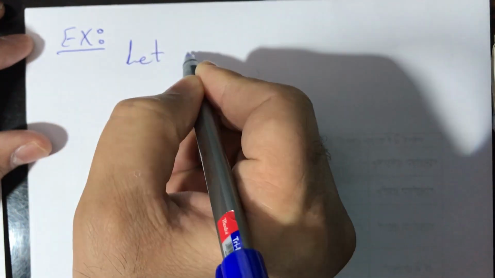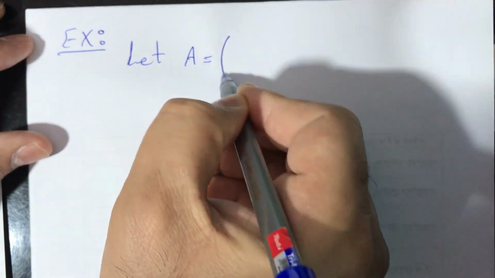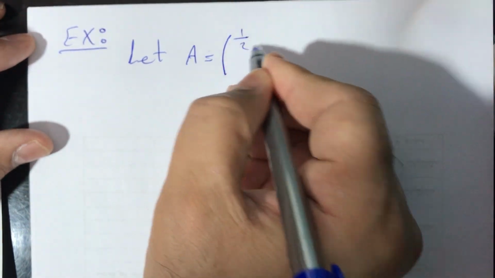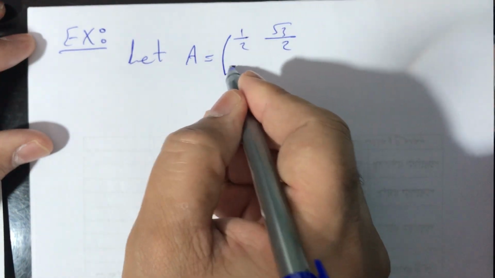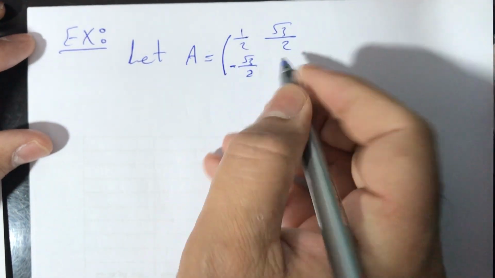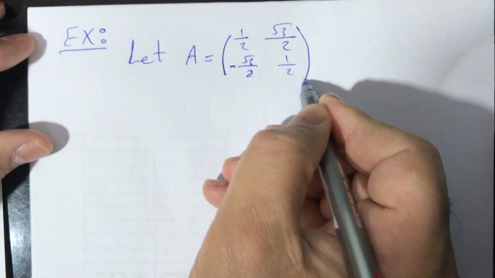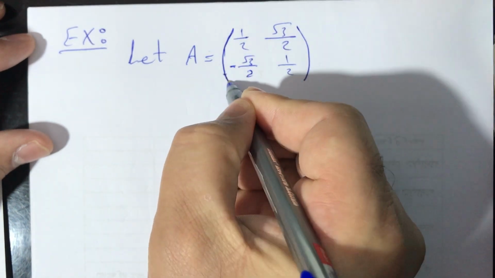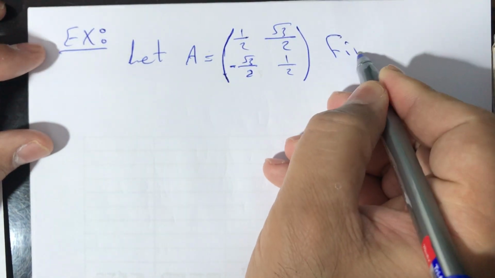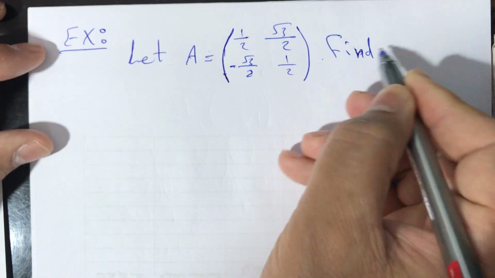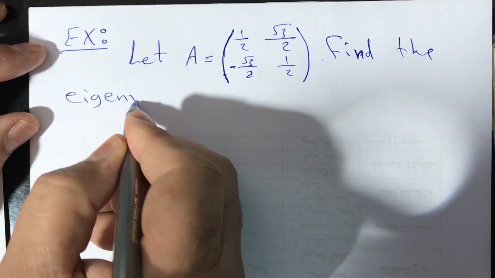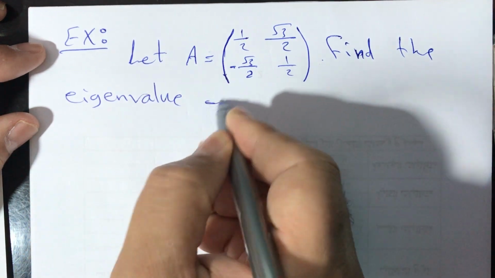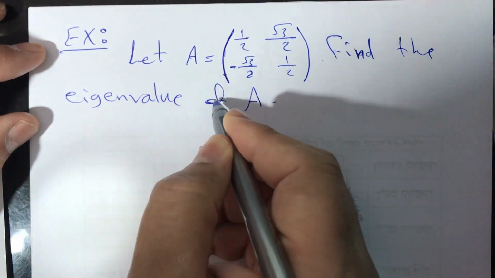That A is equal to the matrix with entries 1/2, root 3 over 2, minus root 3 over 2, 1/2. Find the eigenvalue of A.